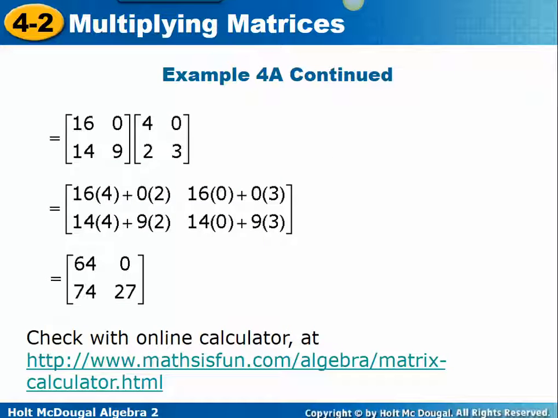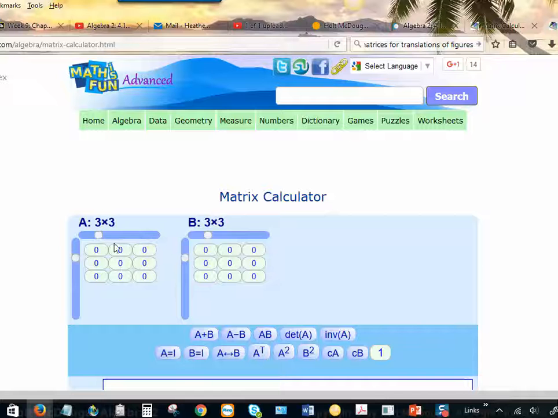Let me go back for a minute. So I'm just going to jot this down and then go to the online calculator and show you how we could check this there. All right, so again, there's more than one graphing online calculator for matrices, but I like this one. So these were just 2 by 2, so I need to change my dimensions. I don't actually need to fill in the B matrix at all. And it was 4, 0, 2, 3.